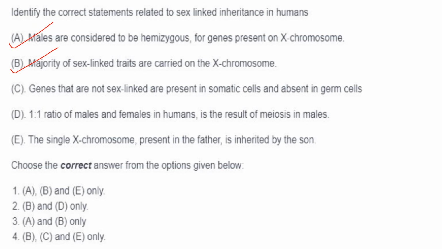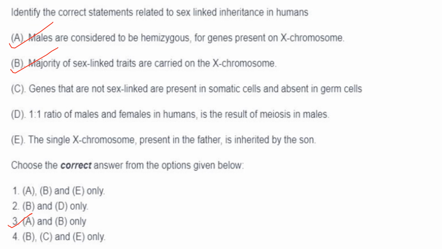So the statement that it is the meiosis in males that determines the ratio of males and females in humans is also correct, but that is not given in the option. They have given A and B only. So I am forced to go with option 3.